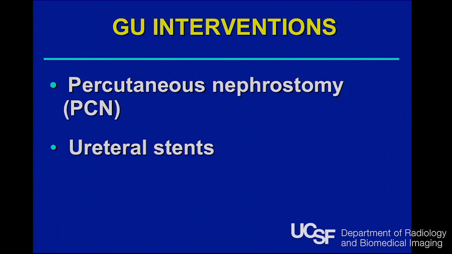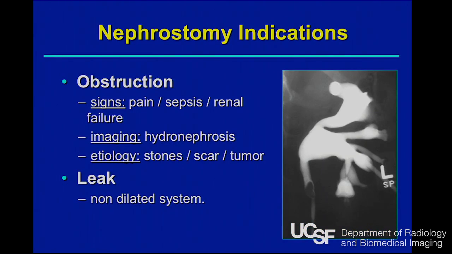All right, moving on to GU. Here we'll cover percutaneous nephrostomies and ureteral stents. So again, just like with biliary, really simple. It's just simple plumbing. It's either going to be an obstruction problem or a leak problem. With obstruction, patients might present with pain, infection, renal failure. On imaging, you're going to see hydronephrosis. You might see the etiology of the problem, like in this patient who has an obstructing stone, you might see strictures.